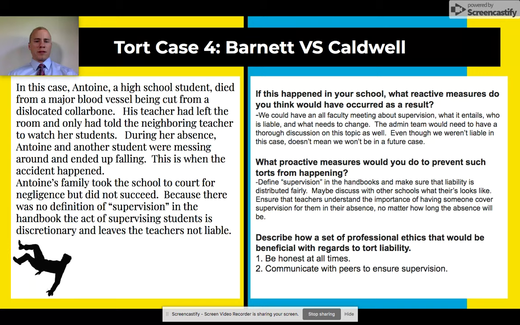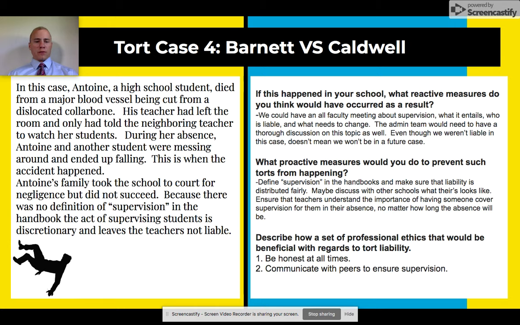So this teacher left for whatever reason. Let's just say to go to the restroom. I don't think it's stated in here why she left. She didn't have anybody supervise her classroom. She has a neighboring classroom, with a combined wall, a movable wall. She told her basically just to be aware that, hey, I'm leaving, but didn't say supervise. Like she didn't have anybody there to watch. While she was gone, Antoine and another student got into some horseplay, messing around, ended up falling, and that's when that blood vessel was cut.